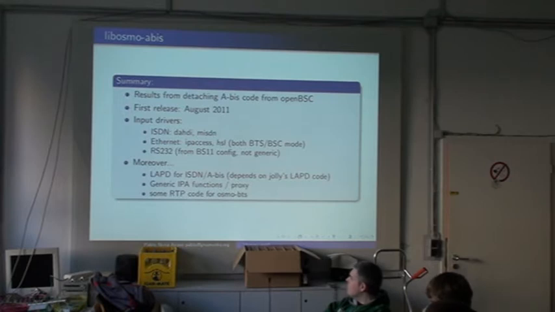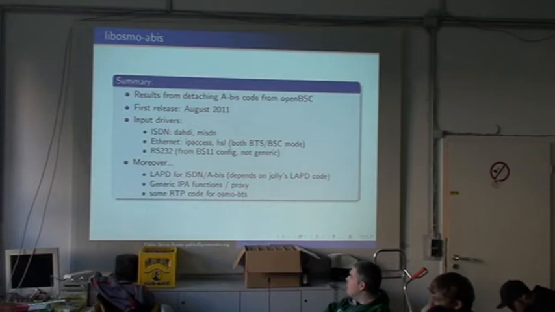And also we extracted part of the code that was inside BS11 config to add some RS-232 layer, which is not very flexible and depends a lot on the BS11 itself, so it's not generic. And well, what else is there in that library? There is the LAPD code for ISDN A-bis that depends on Jolly's LAPD generic code, which is in libosmocore. And there is also generic IPA functions, proxying functions for IPA traffic, and some RTP code for OsmoBTS as well.